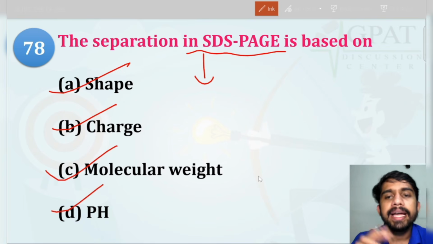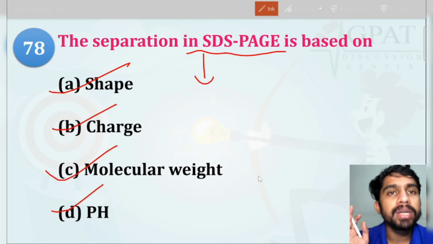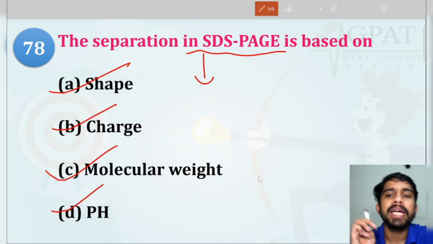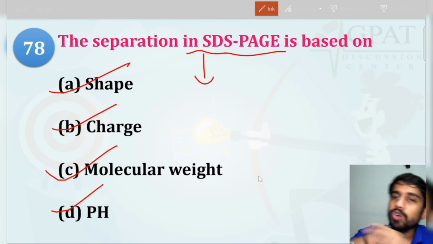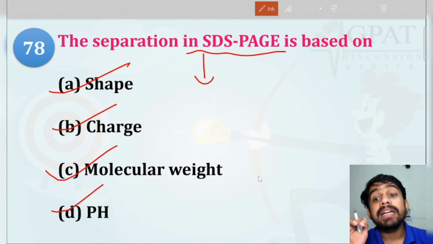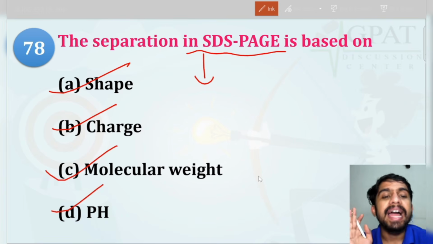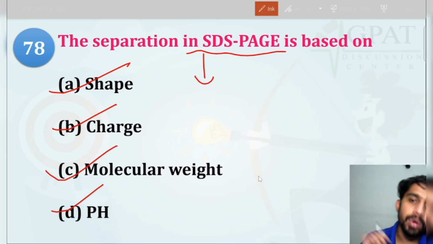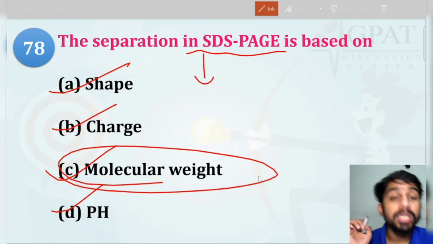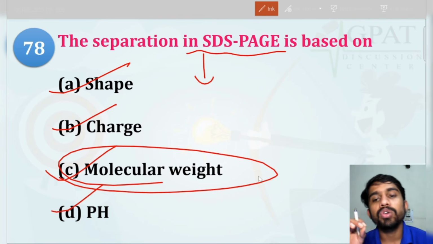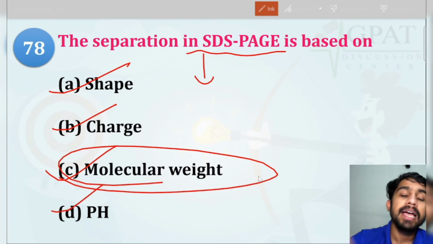First, it denatures the protein, that is, it breaks its 3D structure, and it also coats the protein uniformly with negative charge, and that results in making all proteins have the same charge to mass ratio. That will result in separation by your molecular weight. So the separation in SDS-PAGE is based on your molecular weight. So the correct answer is your option number C.